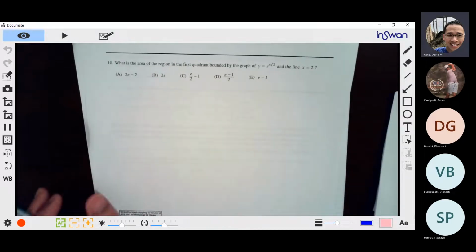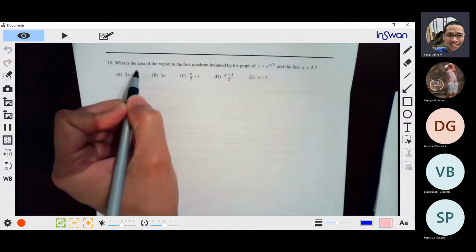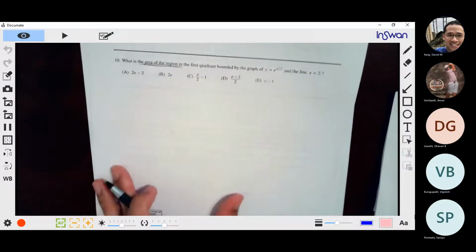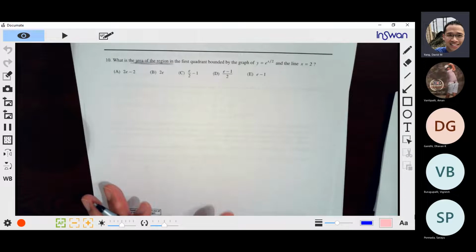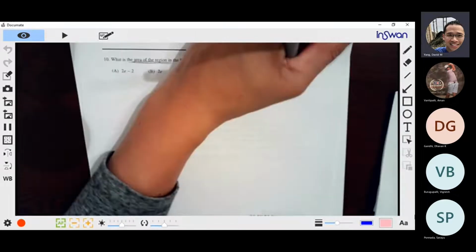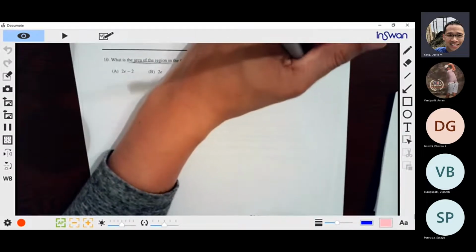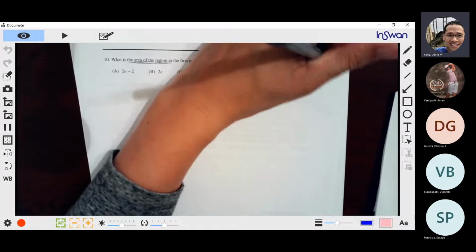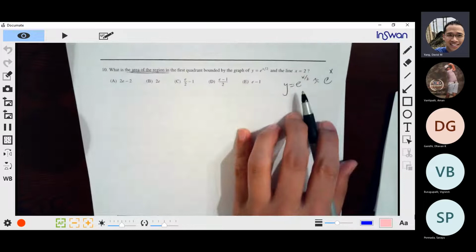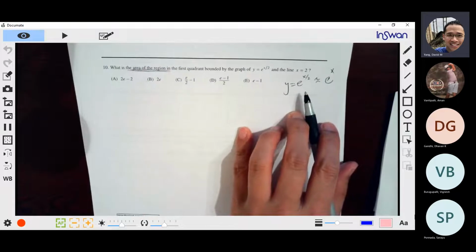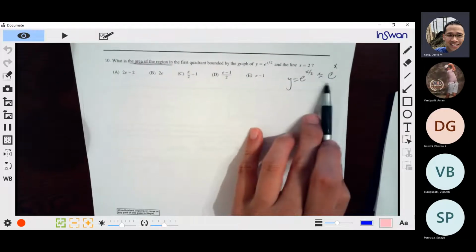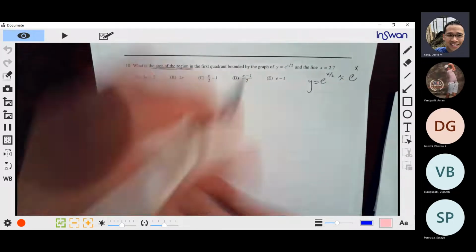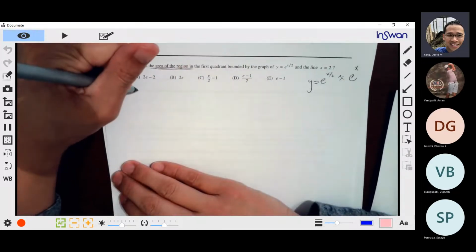What is the area of the region in the first quadrant? So area is either top minus bottom or right minus left. Bounded by the graph x over 2. So y equals e to the x over 2 is similar to e to the x. So it's maybe stretched or compressed a little differently, but the shape is going to remain the same. Okay, so we kind of have an idea of what the graph looks like.